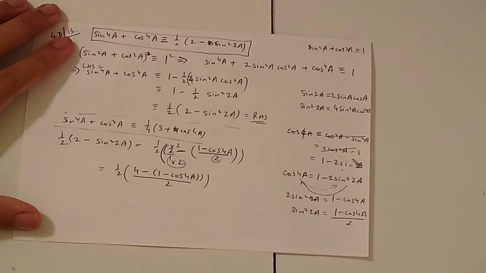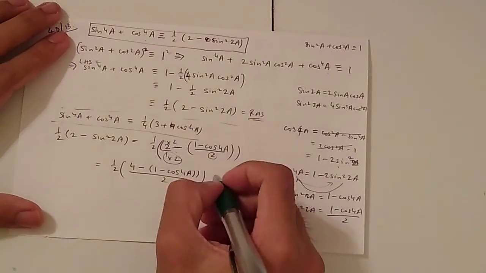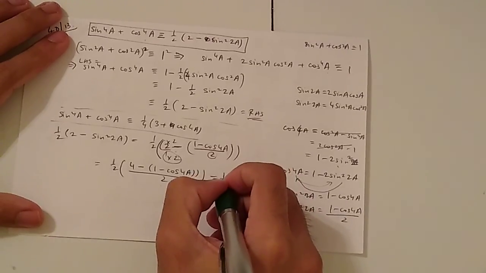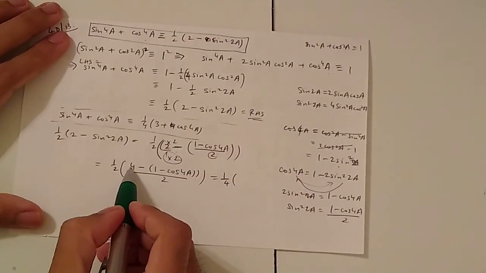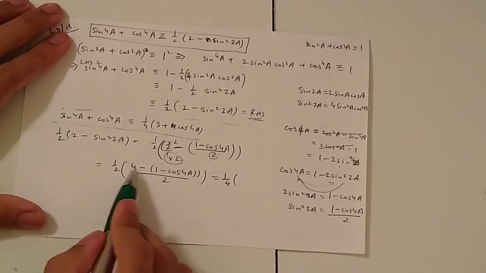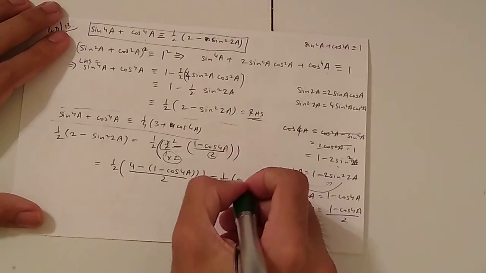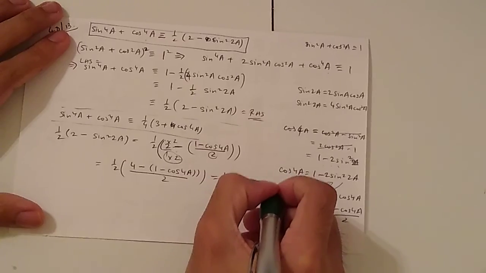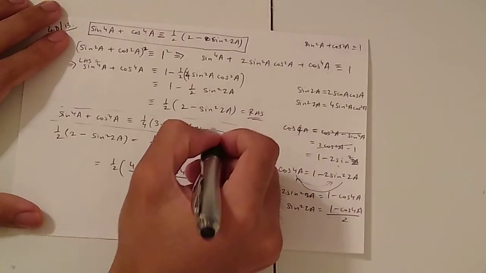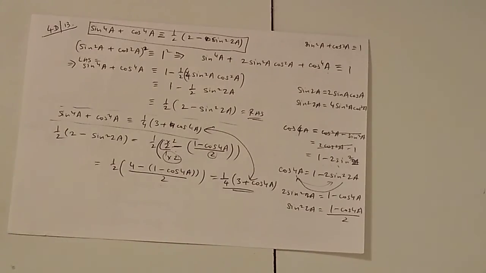Okay, the rest we need to just expand the brackets. We get 1 by 2 into 2, 2 by 2, that is equal to 1 by 4. Okay, 4 minus 1 plus, the minus changes the sign over here, 4 minus 1 plus cos 4a, that is going to be equal to 3 plus cos 4a, and that is our expression in the question for the right hand side. Okay, so 1 by 4 into 3 plus cos 4a, that is the expression for sin raised to 4a plus cos raised to 4a.